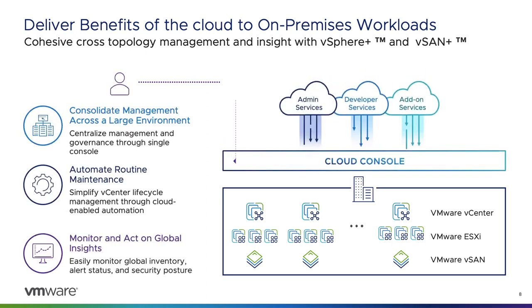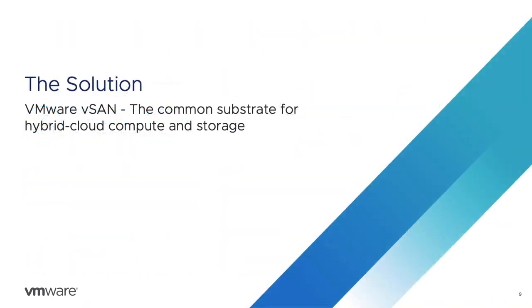Extending manageability to the cloud is the natural progression and evolution of VMware's product line. This evolution is represented in vSphere Plus and vSAN Plus, where we bring some of the administrational benefits of the cloud to on-premises workloads. Let's take a look at how and why VMware vSAN is the common substrate for a hybrid cloud environment.